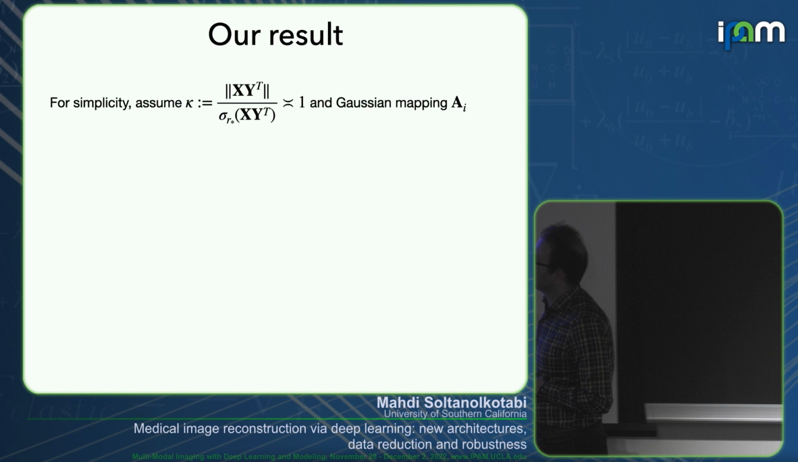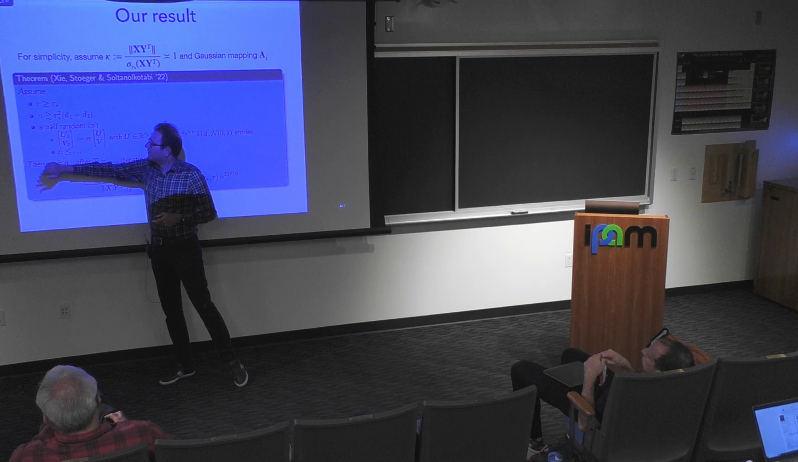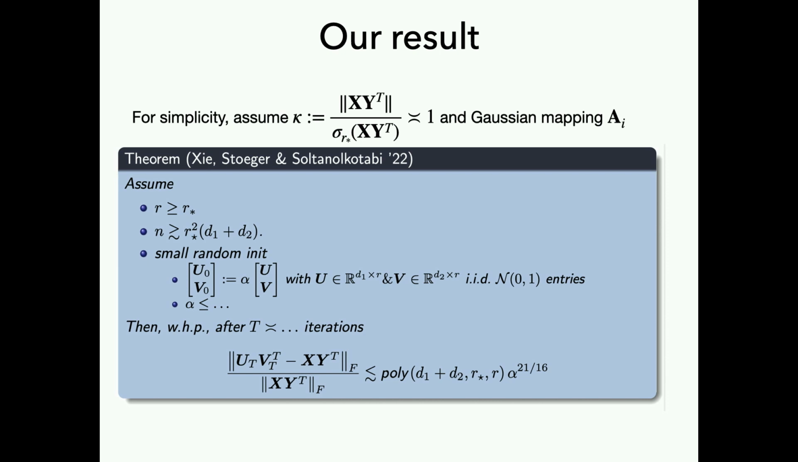For simplicity, I'm going to assume the condition number of the matrix is O(1), and we're using Gaussian measurements. Here's the kind of result we can show. When the model is overparametrized and you have a sufficient number of measurements, it's a little bit higher than it should be, but that's OK. If you use gradient descent from small random initialization, which we specify, you actually do get low test error. These dependencies are not optimal, but the point is that as you set alpha to go to zero, your test error does go to zero, which is what NTK kind of results cannot achieve, right? That's the key point here.